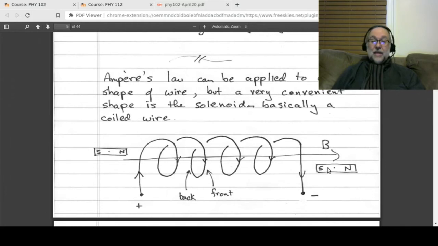If you were to put a magnet here, you would see that the south side of the magnet would be attracted to this, and the north side would be attracted the other way. That's the way a magnet orients itself in a B field. The north is on the side where the arrow is pointing, and the south is on the other side. If you were to put the magnet on the other side, the north would still be pointing in the same direction, and the south would still be pointing in the same direction. And so, this is a solenoid.